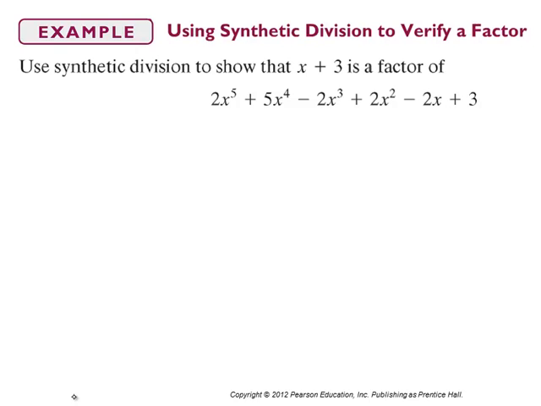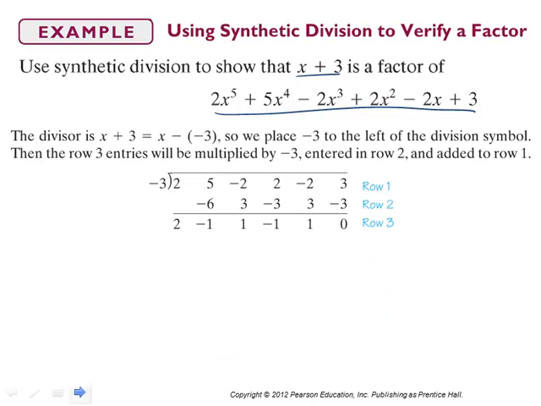Okay? So let's now verify that x plus 3 is a factor of this polynomial here, 2x to the 5th plus 5x to the 4th minus 2x cubed plus 2x squared minus 2x plus 3. In order for us to show that x plus 3 is a factor, when we do the division, there would be a 0 remainder. So we can go ahead and do the synthetic division.